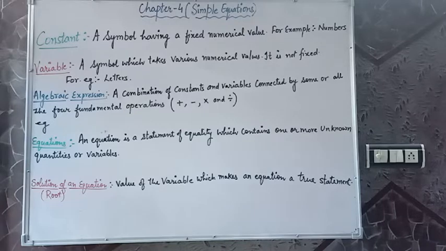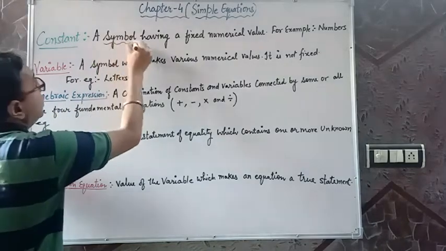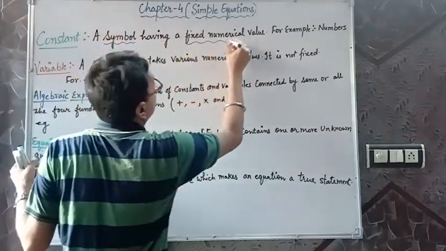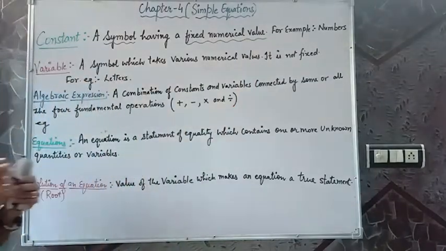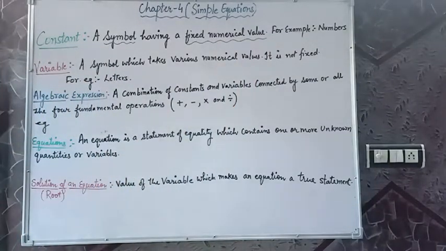Before equations, an equation comprises many terms, so we should know what those terms are first. So let us start with the first definition, which is constant. A constant is a symbol having a fixed numerical value.